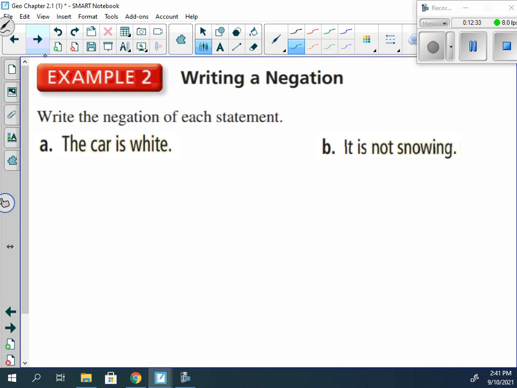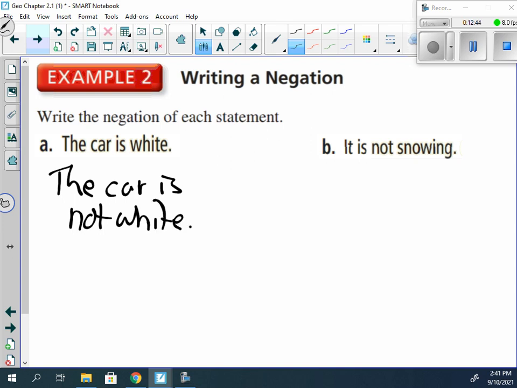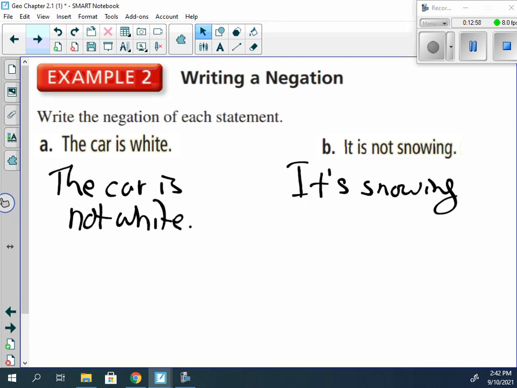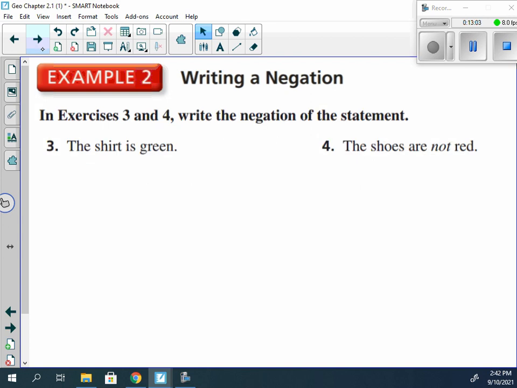Let's look at these two here. The first one, the car is white. Its negation is? It is not snowing. Its negation is? It's like second grade math. Questions on this here? You keep doing this stuff, I will pass your class. Are we good with this here?